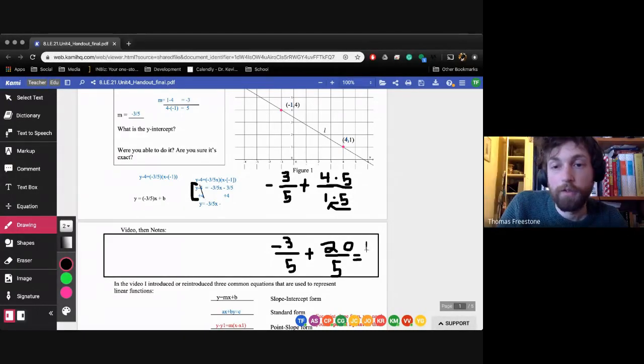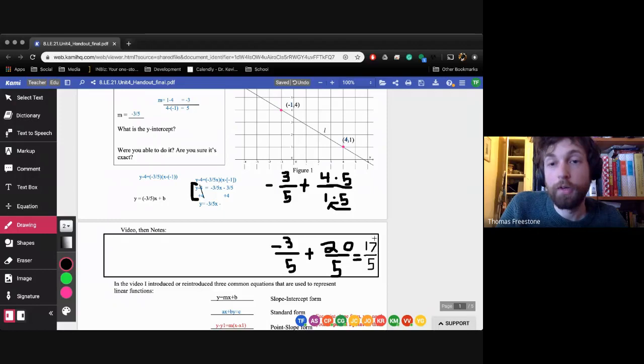Awesome. So yeah, the numerators combine together as normal. And then the bottom number just keeps track of what I'm counting. So in this case, I'm counting fifths. So I had negative 3/5 and I had 20/5. And when I combine those together, I have 17 of those total. I have 17 fifths now.